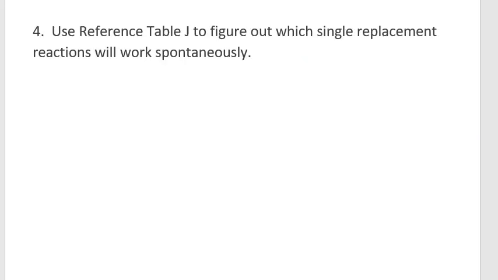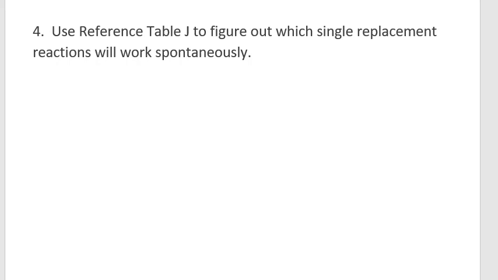The fourth skill you need to know for redox is using reference table J, and you're going to figure out which reactions, single replacement reactions, will work spontaneously with that table. Redox reactions are synthesis, decomp, and single replacement reactions. Double replacement reactions are ion exchange, meaning that the electrons lost and the electrons gained are not changing. It's just a switching of ions with double replacement.